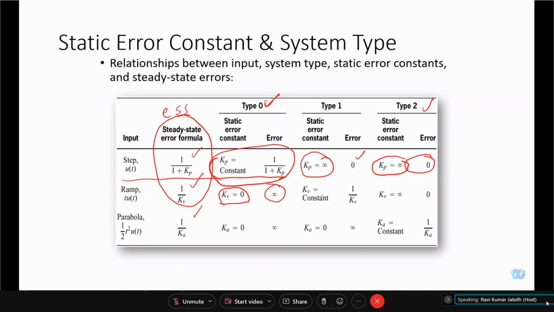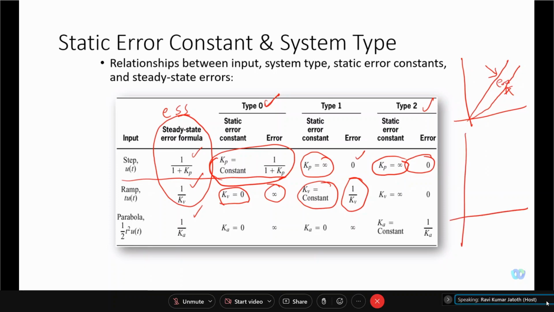When it is a type 1 system, the velocity error constant is a constant, and the error is also constant. What does that mean? If you have an input of unit ramp, there is a constant error throughout the response of the system as t tends to infinity. Now if Kv is infinity, the error is 0.